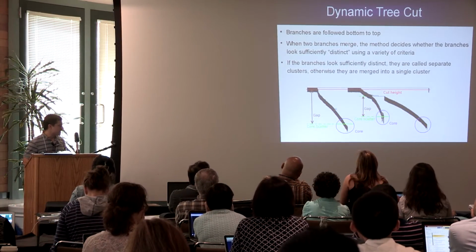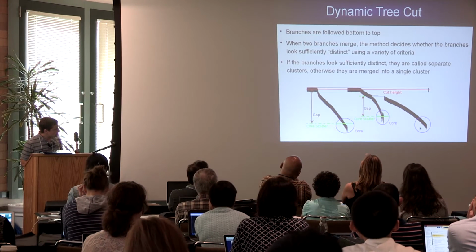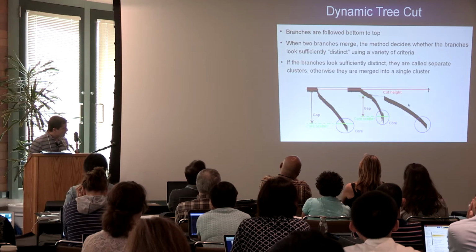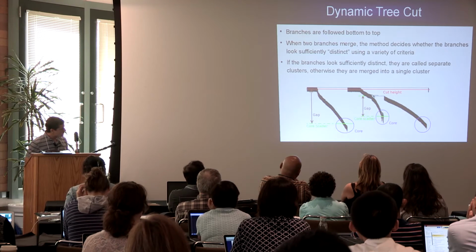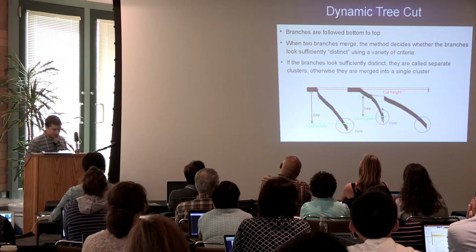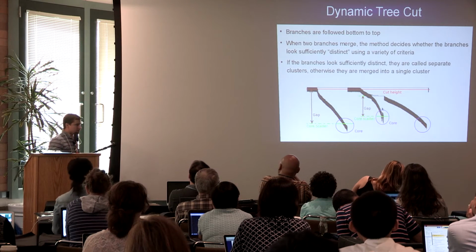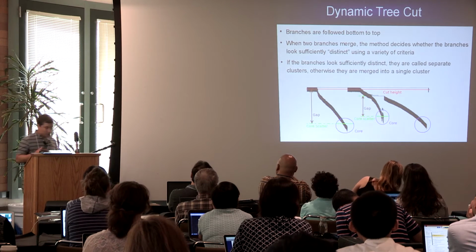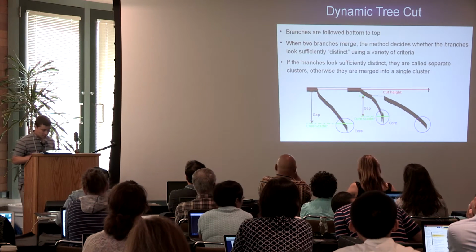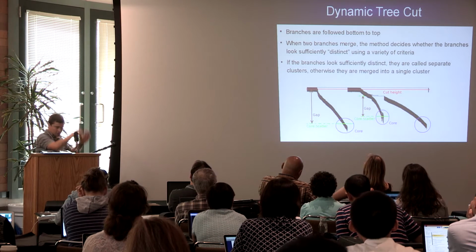This is an example simulated dendrogram, but the important part is that the function goes from the bottom to the top in a similar way as the dendrogram is constructed. And when it sees that two branches merge, which would be here, it looks at the branches and decides, using a variety of criteria, whether the two branches look sufficiently distinct. And if they look sufficiently distinct, they're assigned different color or different cluster labels. If they're not sufficiently distinct, then they're merged and the function continues upwards.